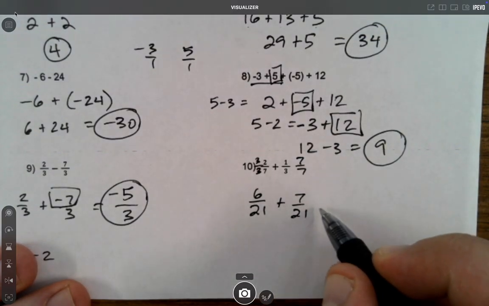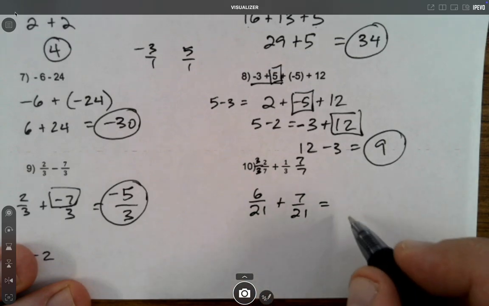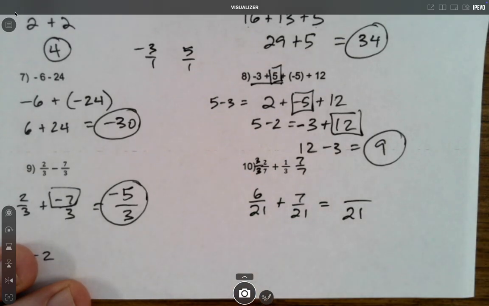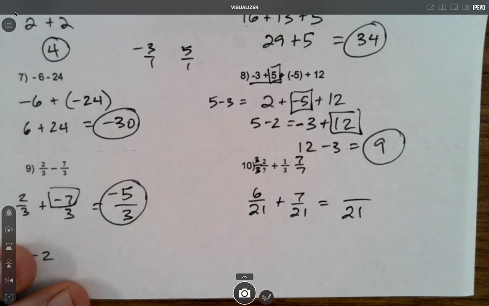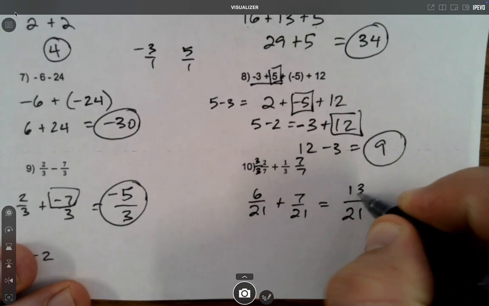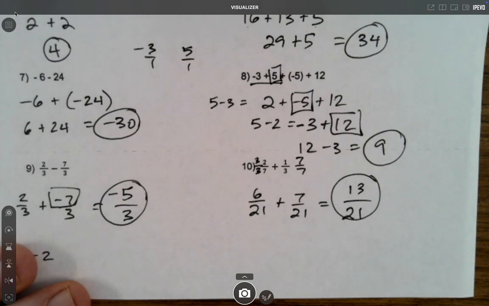So again, the denominators, once you make them alike, won't change when you add or subtract. So we just have to focus on the numerators. 6 plus 7, they're both positive, so we add them together. We get 13 over 21.